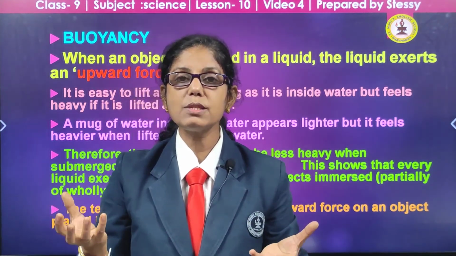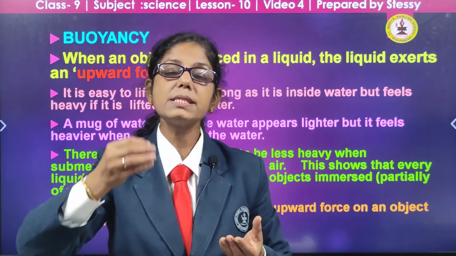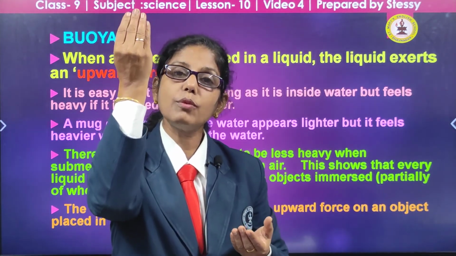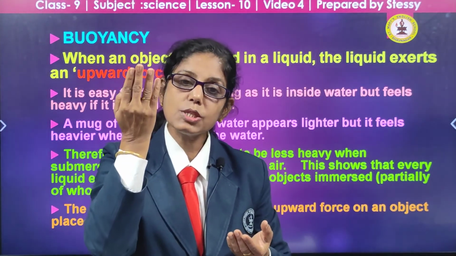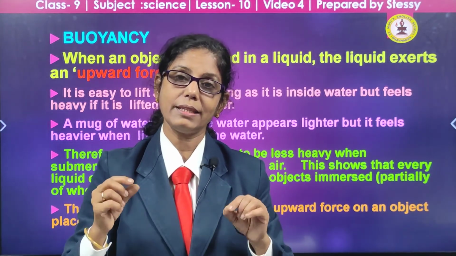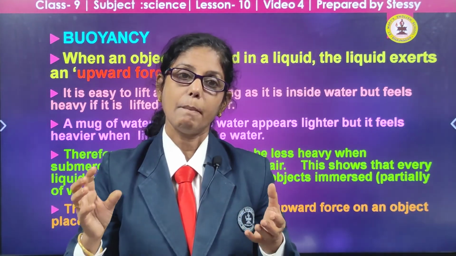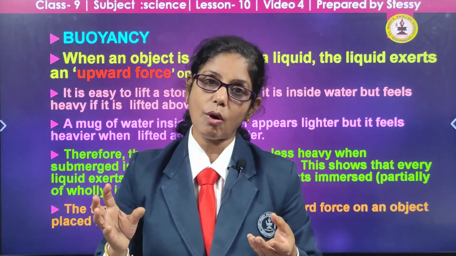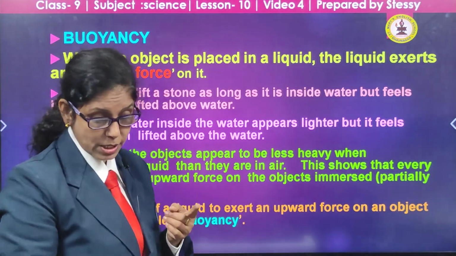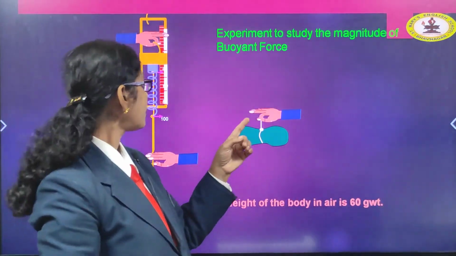So, what is this buoyancy and buoyant force? Buoyant force means when an object is fully or partially immersed inside a liquid, the liquid exerts an upward force. This upward force is called buoyant force. The tendency of the fluid to exert a buoyant force on an object is called buoyancy. So, the buoyant force will always be in which direction? Upward direction.